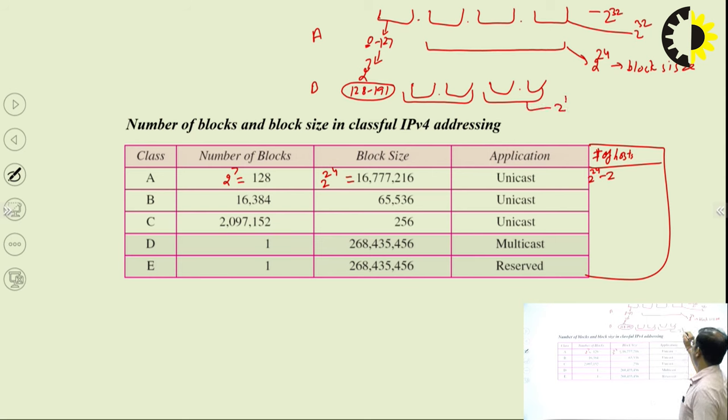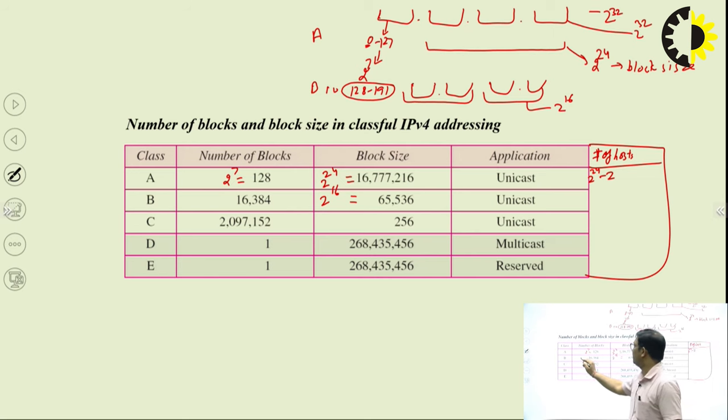So this is the block size. 2 to the power 16 is the block size. And is 2 to the power 16 the number of blocks? No. The first 2 bits, 10, are kept reserved for class B because this is the identification of class B. So the total number of remaining bits is 16. So 2 to the power 14 is the number of blocks.